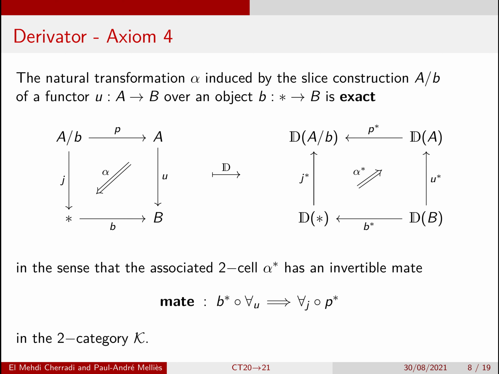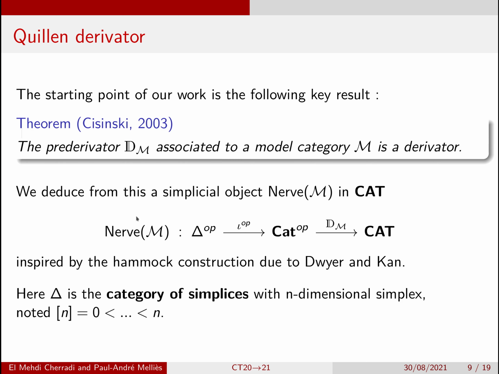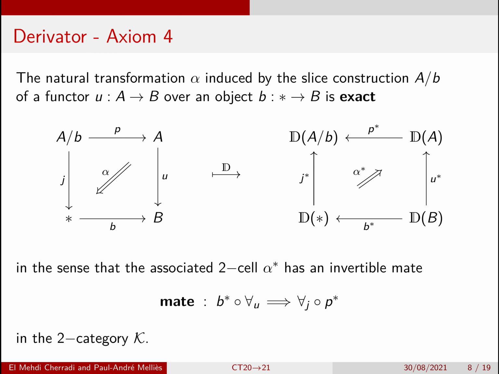And finally, the fourth axiom has to do with the computation of pointwise Kan extensions, in fact. So it says that the natural transformation alpha that is induced by the slice category, where U is a functor from A to B, gives us a canonical comma square such as this one. Then if we take its image by D, we have a 2-cell alpha star, which we require the mate of to be invertible. So the mate of alpha star is just this one. We will require it to be invertible in the 2-category K.